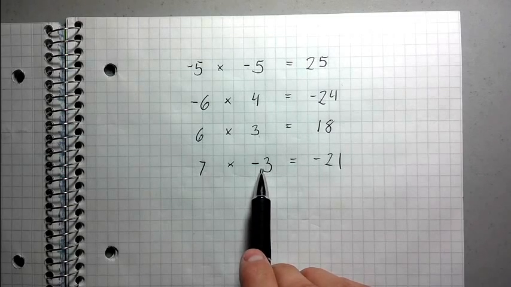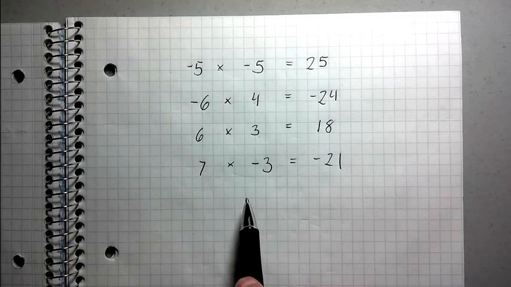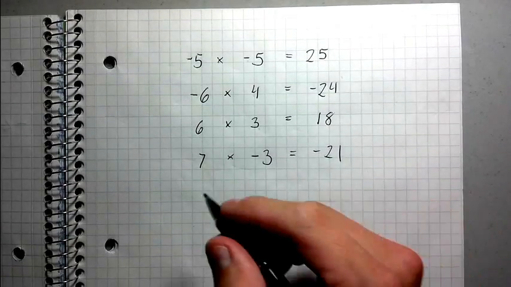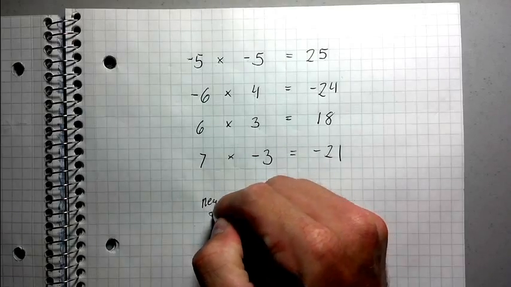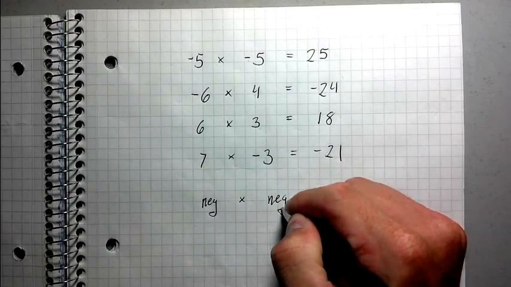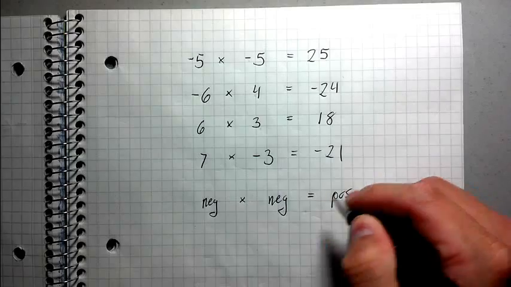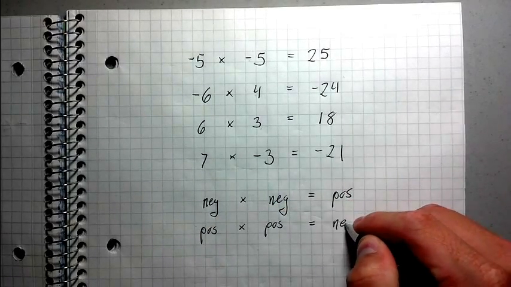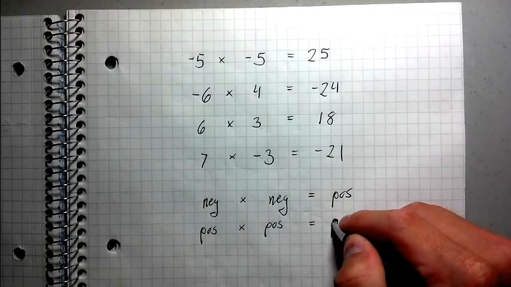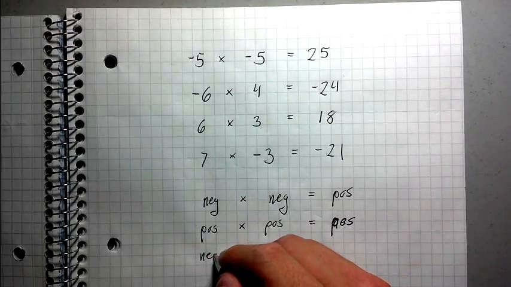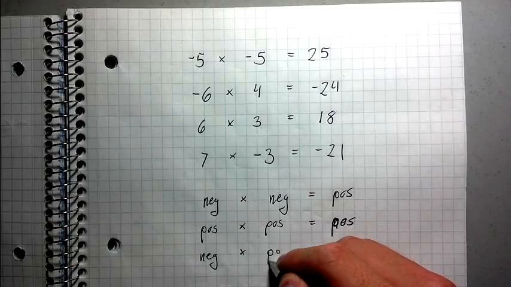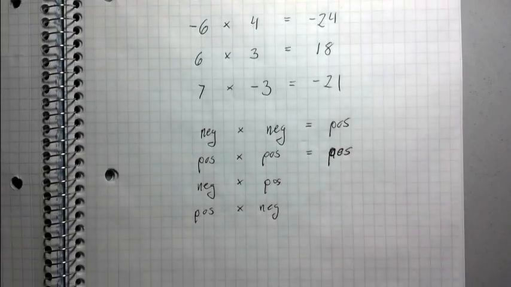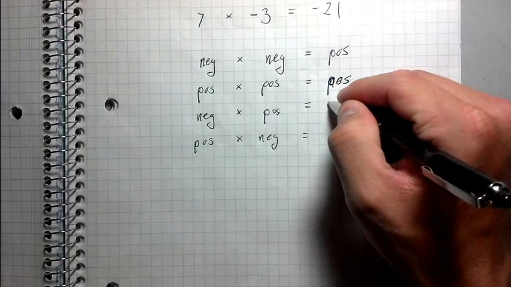Okay, but the point is, you can codify these rules into a nice little set of rules. This is one of those things you just have to memorize. If I take a negative times a negative, it equals positive. If I take positive times positive, it's also positive. If it's a negative times a positive, or a positive times a negative, it is simply negative.